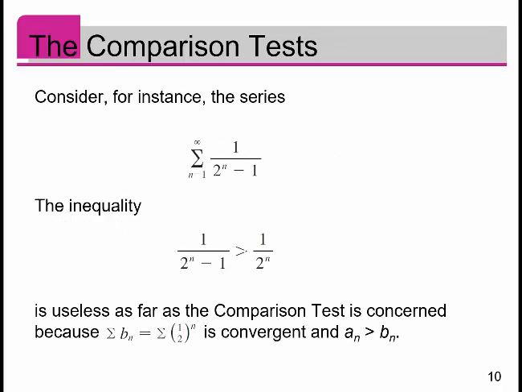All right, let's look at this one. Consider, for instance, this series right here. We could say that this inequality holds, that this is obviously greater than this. But this is useless as far as the comparison test is concerned, because the summation of b sub n, the summation of 1/2 to the n, is convergent. And what we see here is that a sub n is greater than b sub n. So if this is convergent but this is greater than, it does not imply that this is also convergent. The inequality would have to be flipped for that to be so. So if the bottom series is convergent, it doesn't imply that the top one is.